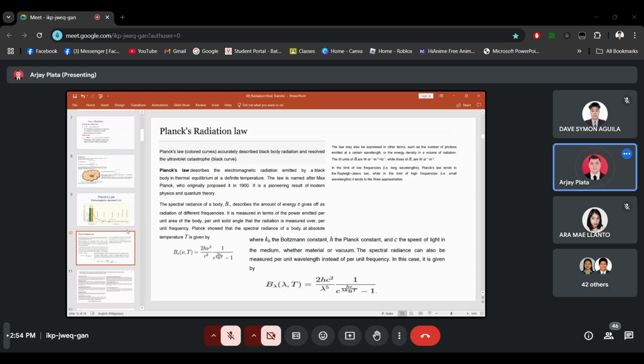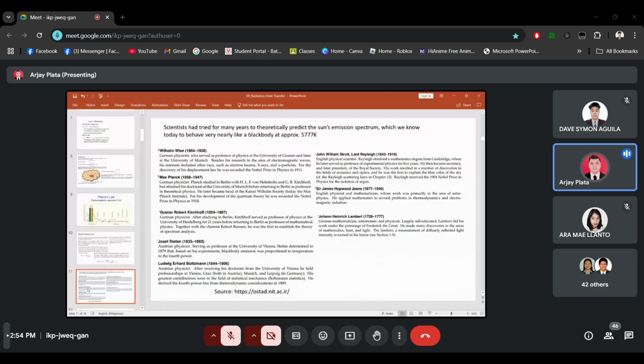Aside from Max Planck, there are other scientists who devoted their time and effort in the further study of radiation. So we have Wilhelm Wien, Max Planck, and Robert Kirchhoff. These are all German physicists.